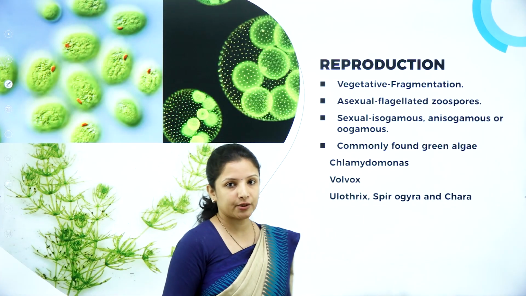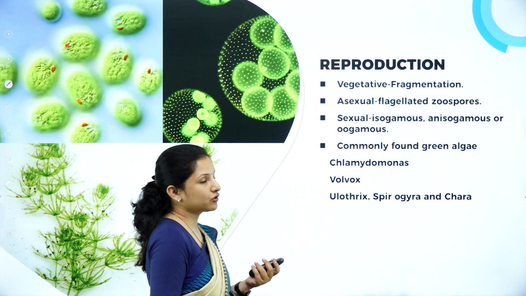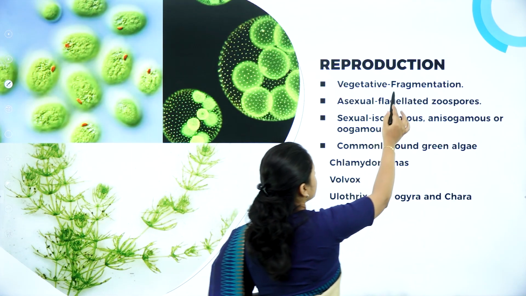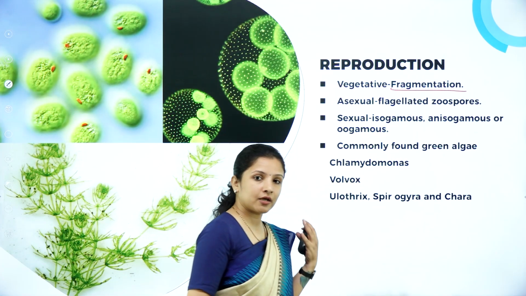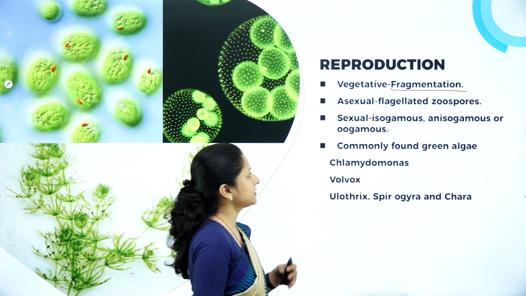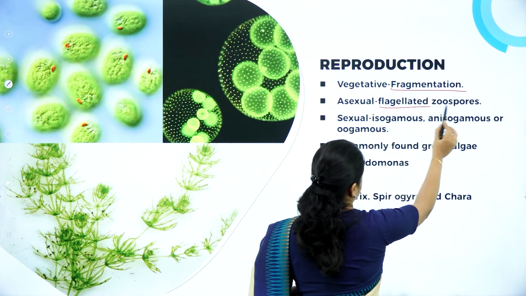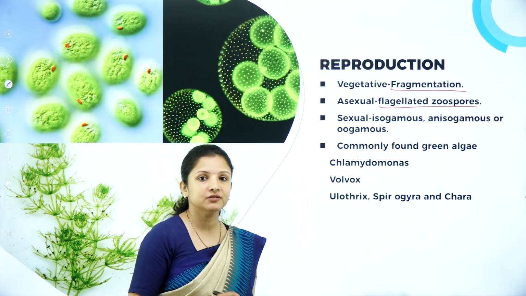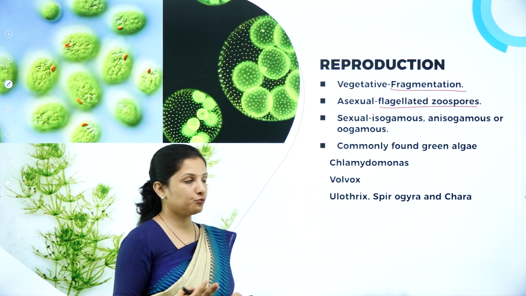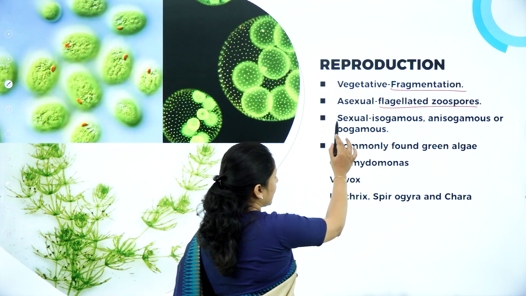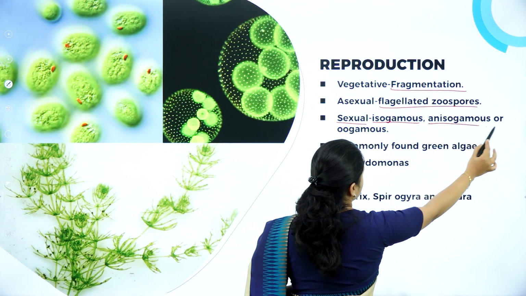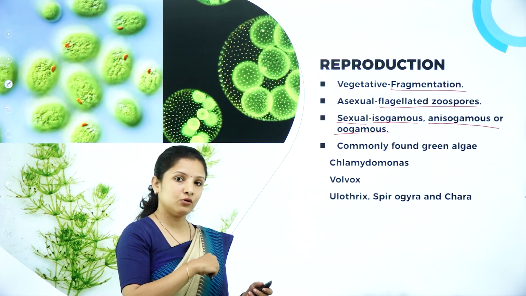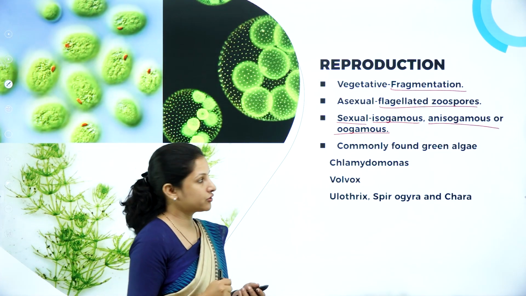Next, talking about the reproduction in Chlorophyceae members. Here also there are vegetative, asexual and sexual methods of reproduction. Vegetative reproduction can be by fragmentation. I have already told you what fragmentation is. Asexual by flagellated zoospores, meaning the zoospores that have flagella, which are whip-like structures. Therefore, they are capable of movement. And next is sexual, again here by isogamy, anisogamy or oogamy. I've already told you what these three are. So you can go back to the previous slides and have a look into it.